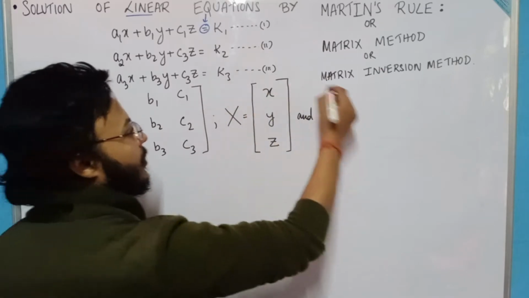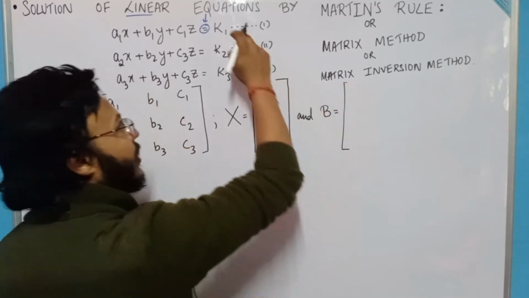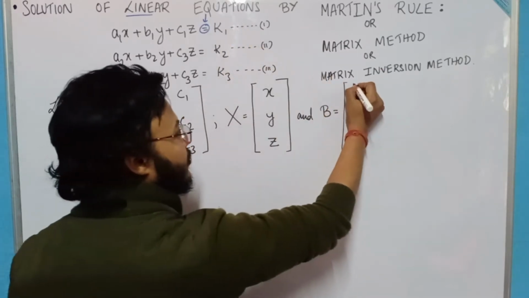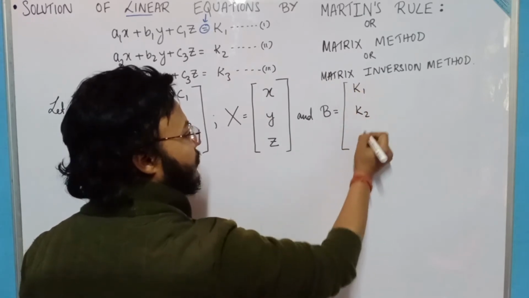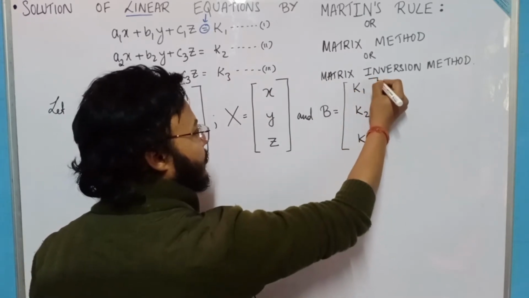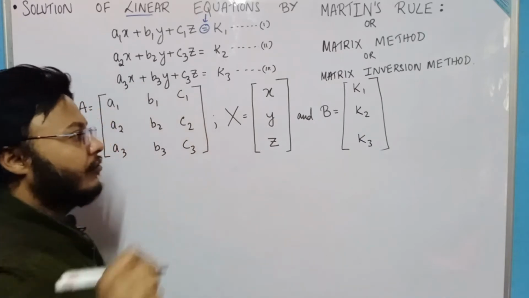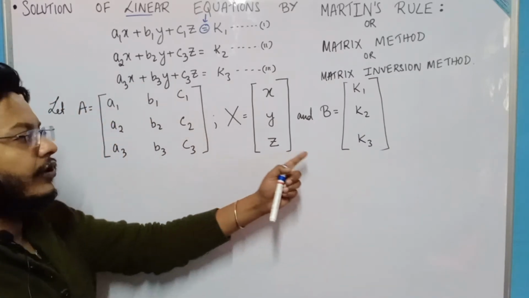Okay, so what will be my B? B, if you see nicely, what you have is K1, K2, K3. Okay, so you are clear with this. So we got A, we got X, and we got the B also.